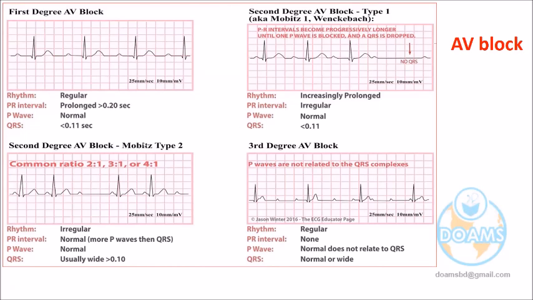And here Mobitz type 2. There is a dropped beat. And this is complete heart block. You see the PR prolonged. This is a dropped beat. Wenckebach will have a dropped beat, but with progressively increasing PR. If you see there is no progressive increase, but suddenly there is a dropped beat, then it may be that these are not related to each other.